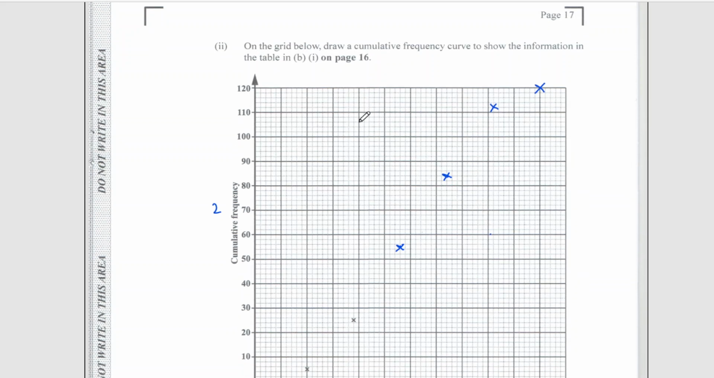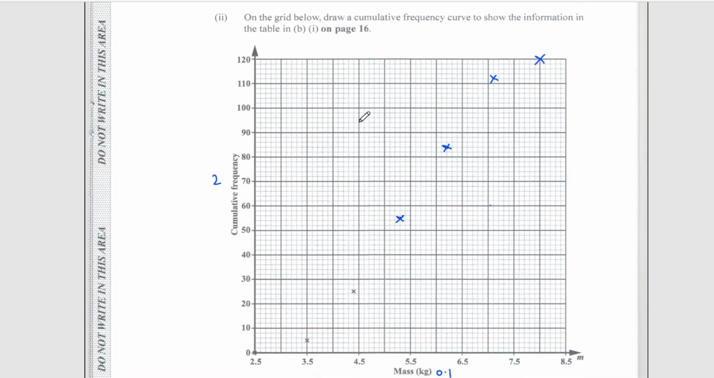After we plot the points, my graph might not come out too good, but I'm trying. Connect all the points. Remember it's not a straight line, you're connecting with a curve. Take your time, draw your curve.